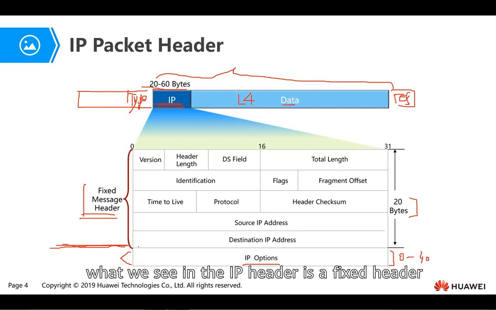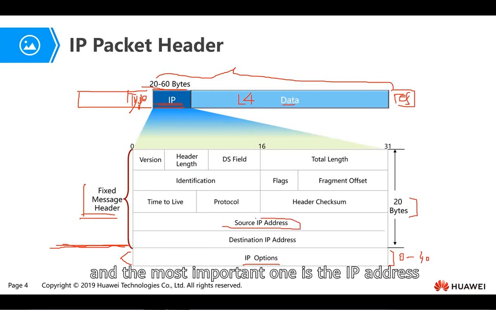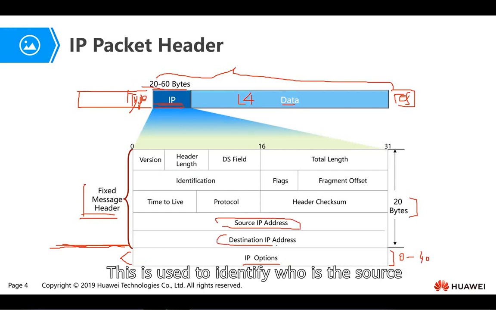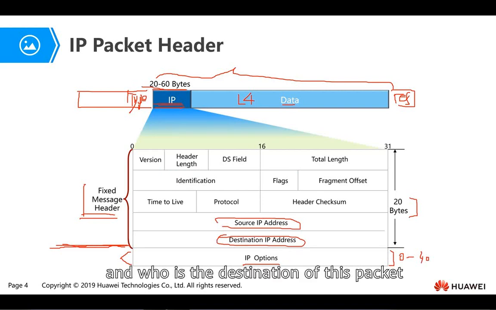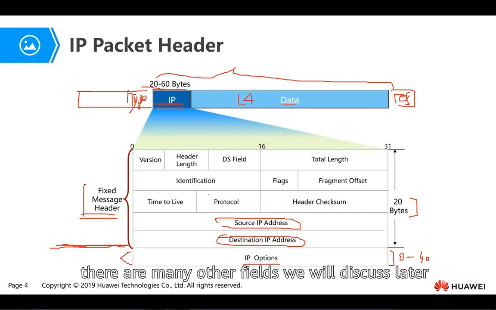There are many fields in the IP header, and the most important is the IP address. The IP address identifies who is the source of this packet and who is the destination of this packet. Of course, there are many other fields we will discuss later.